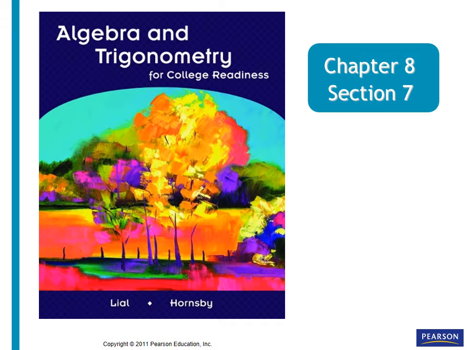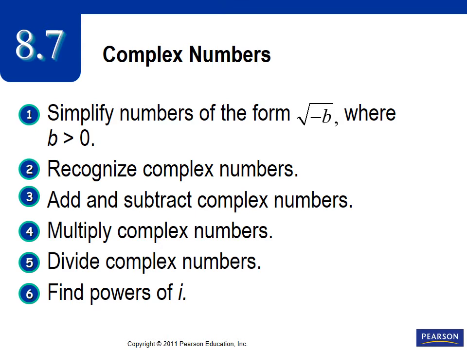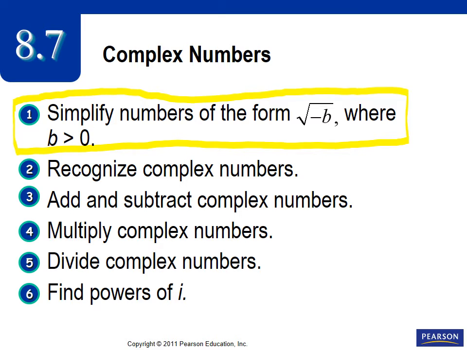All right, guys. Today we're going to start on Chapter 8, Section 7, Complex Numbers. And today we're going to talk about these two sections here. We're going to talk about simplifying numbers of the form square root of negative b, where b is greater than 0. And we're going to recognize complex numbers.